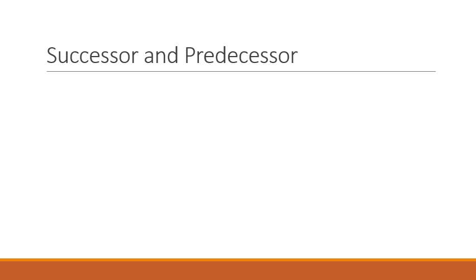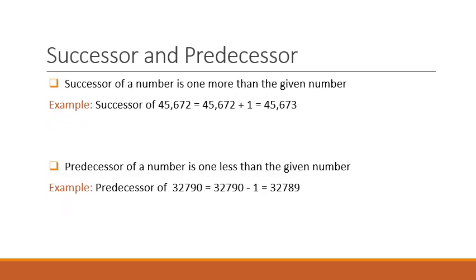Successor and predecessor. The successor of a number is one more than the given number. That is the number which comes just after the given number. So to find the successor of any number, we must add 1 to it. So let's see it with an example.